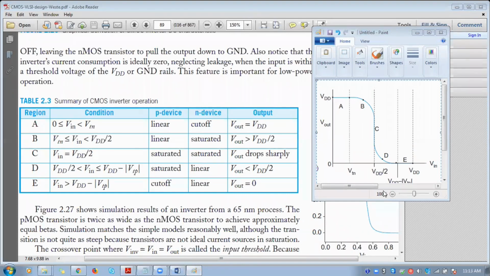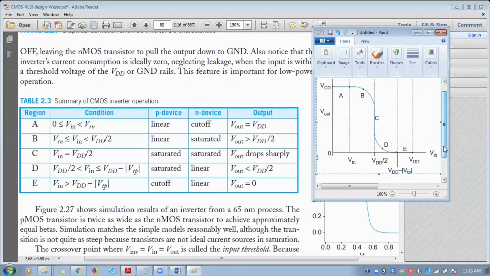Okay. The fourth region is D. This is the voltage condition between VDD by 2 and VDD minus VDD. At that time, your PMOS will be in saturation region and NMOS will be in linear region. At that time, output voltage will be less than VDD by 2.